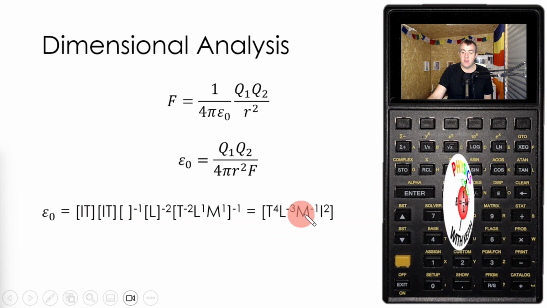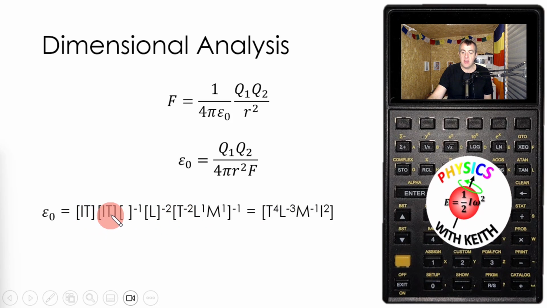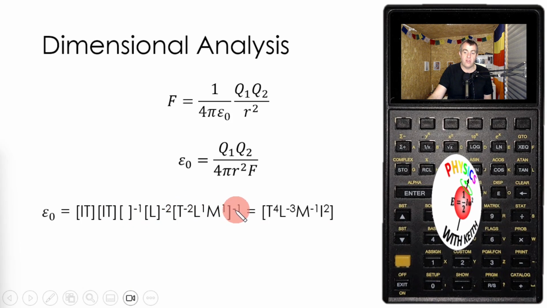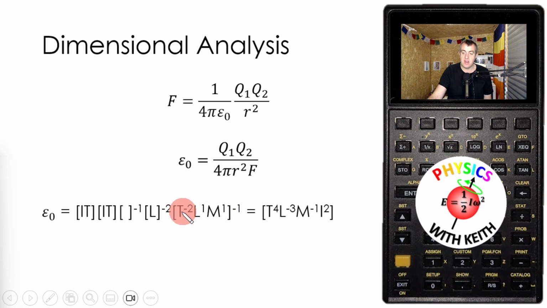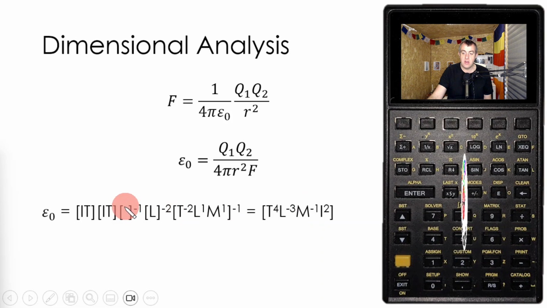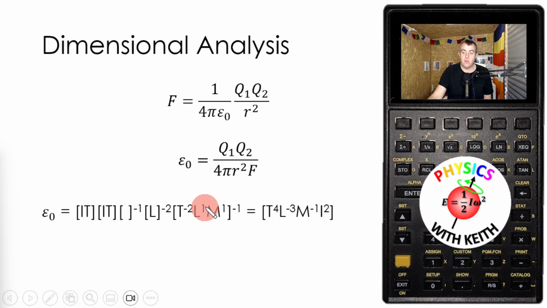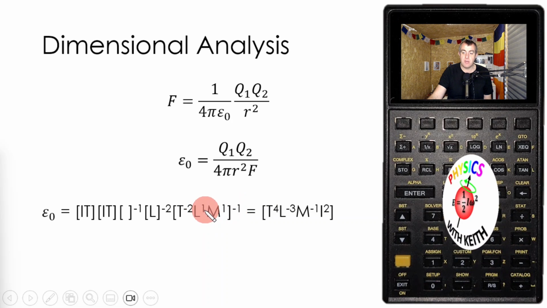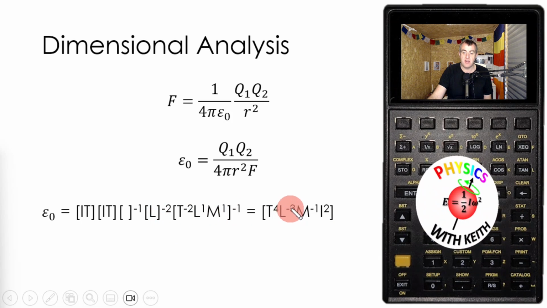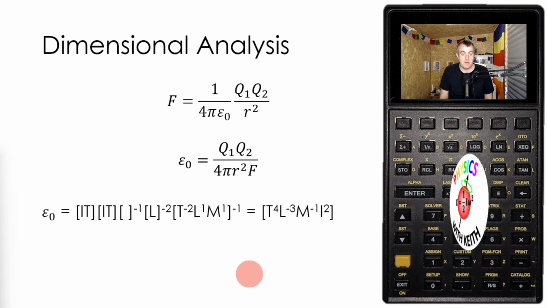What have we got? 2 I's, that's I to the power of 2. How many T's have we got? We've got 1 T there, another T there. These T's are to the -2, but they're also to the power of -1. So that becomes T to the 4 in total. T to the 2, T, and T is T to the 4. And L to the 1, that's actually to the -1, so that becomes L to the -1 and L to the -2, altogether L to the -3. So we now know the dimensions of epsilon naught.